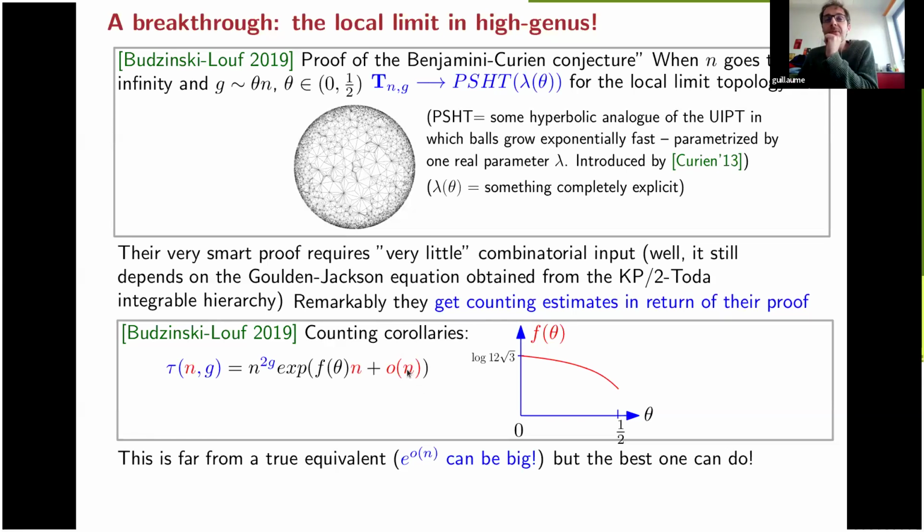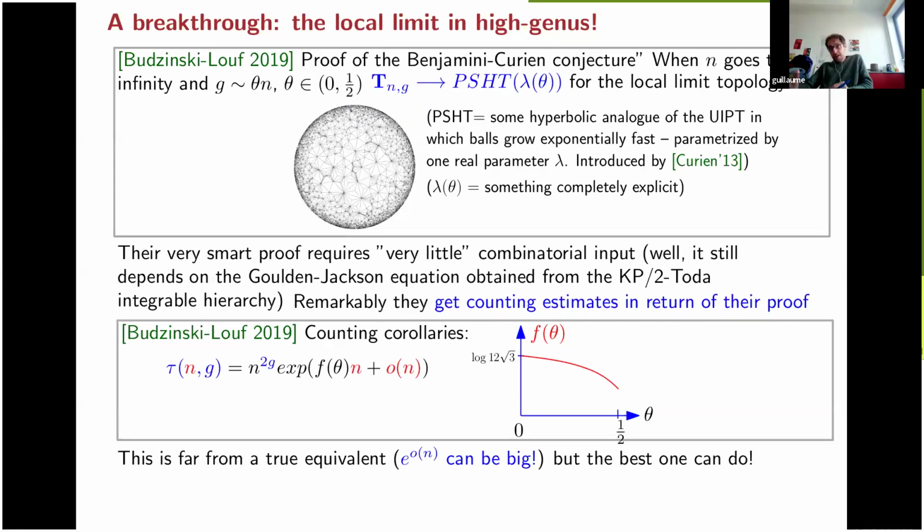So you see, this is far from a true equivalent, right? Because it's an estimate up to exponential of little o of n, and exponential of little o of n can be extremely big. So in particular, you cannot take ratios of two such things and conclude that it will converge to anything. But this is the best we can do. This is really the state of the art from a very impressive paper, this sort of counting estimates. And it comes as a byproduct of the whole machinery that they developed.